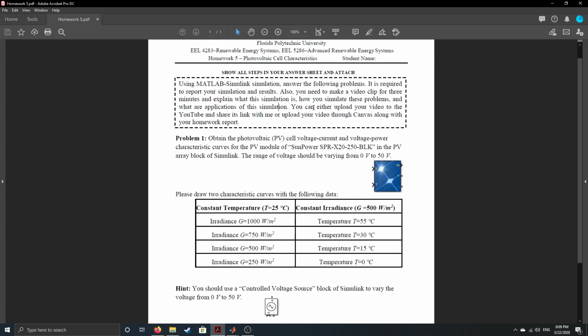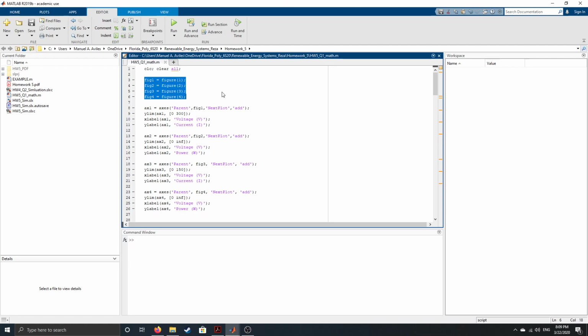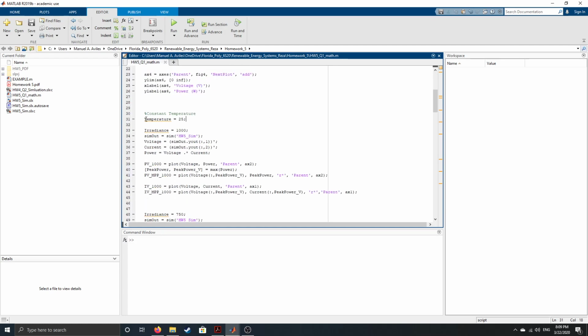This is my video explanation for Homework 5 photovoltaic cell characteristics. I start first by defining my four figures, and I need four figures because I need a PV and IV characteristic for a constant temperature and a PV and IV characteristic for a constant irradiance. This is just to help define those four figures.